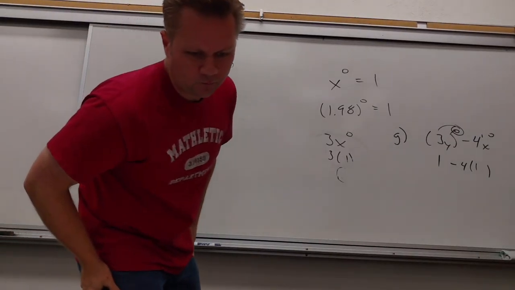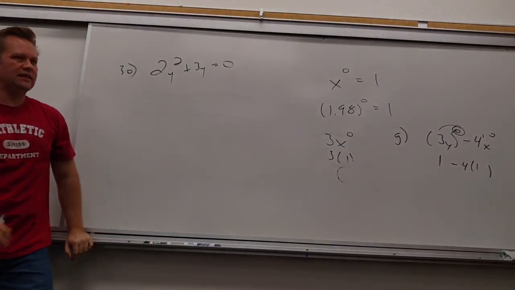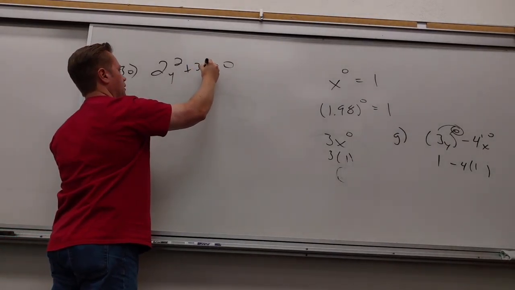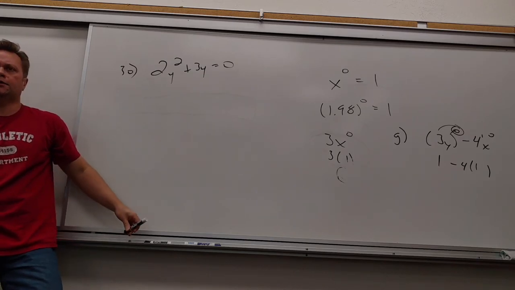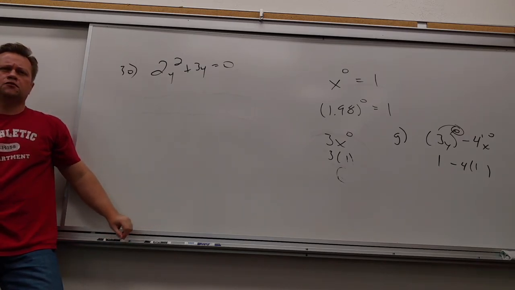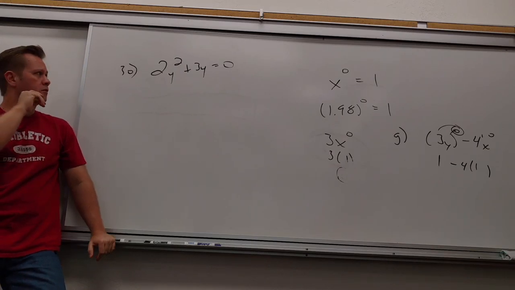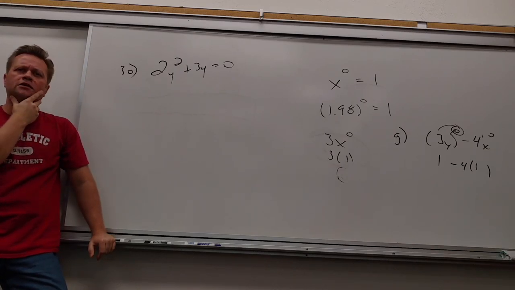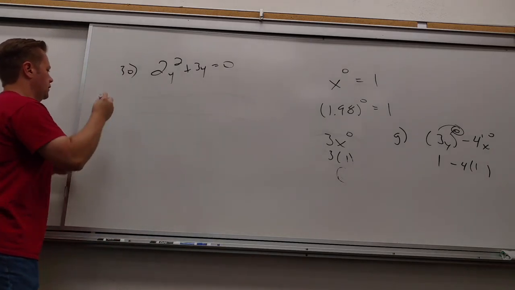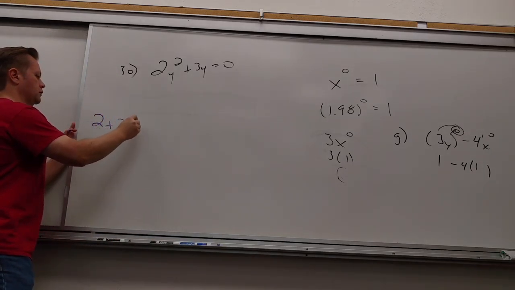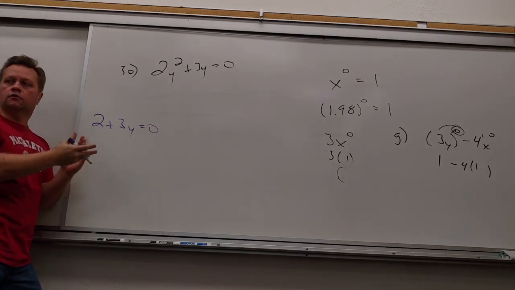This was number 30. What tells me how to solve this? What part of this problem tells me how to solve this? It's not 2y though, but that's the part that tells me what to do. If this was the problem instead, 2 plus 3y equals 0, how do you solve that?